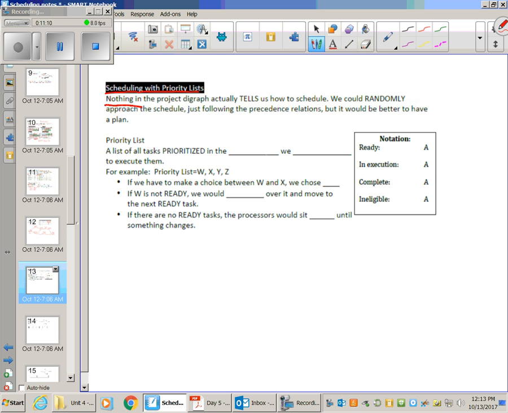So nothing in the project diagram actually tells us how to schedule. We could randomly approach the schedule just following the precedence relations, but it would be better to have some type of plan. Okay, so we want to know what task should go first, and who should do what task, and so forth. That's where we get what's called a priority list. A priority list is a list of all the tasks prioritized in the order we prefer to execute them.